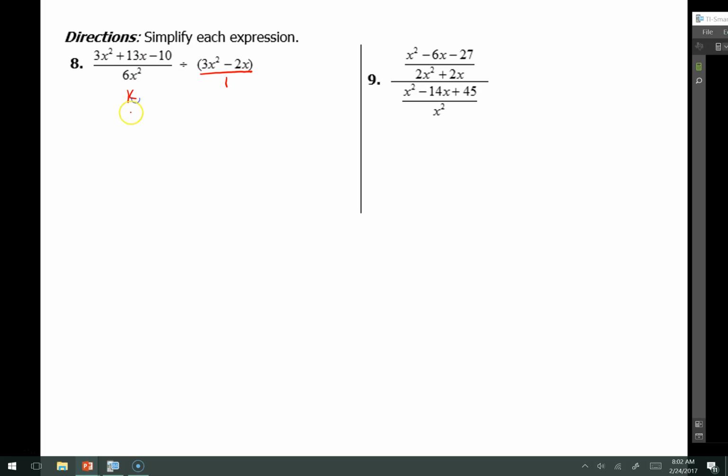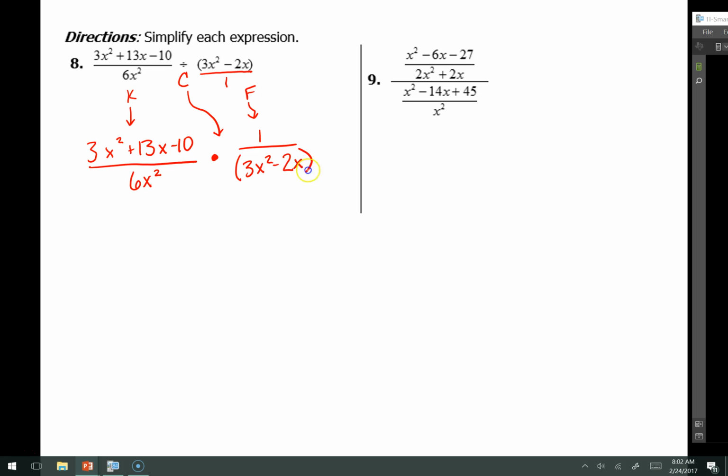So we're going to keep this first one the same. We're going to change the sign to multiplication, and then we're going to flip this last term to be 1 over 3x squared minus 2x. Okay, we are ready now to do our factoring.